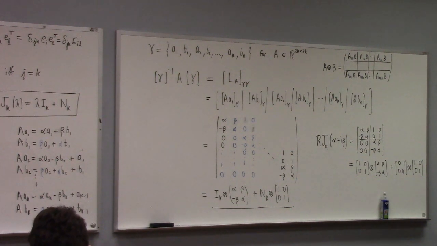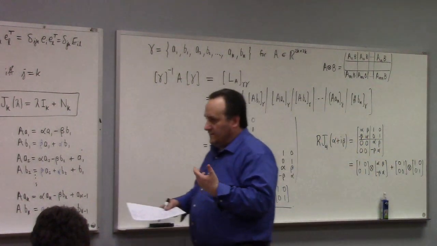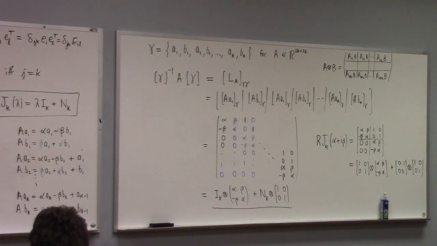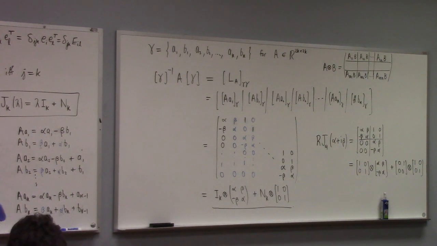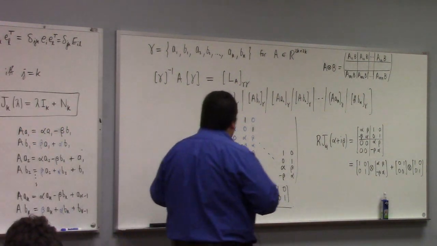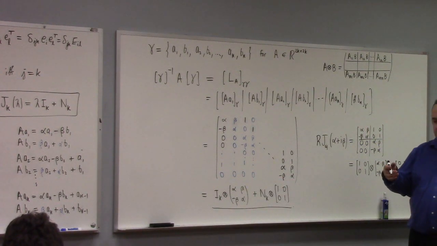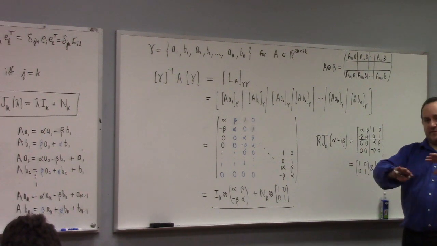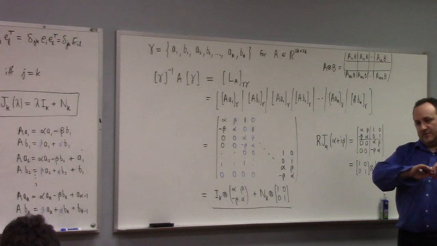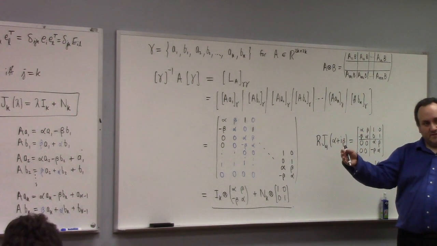Now what's the real Jordan form? The full real Jordan form is a combination of what we did today and what we did last time. Because a general matrix could have real eigenvalues, it could have complex eigenvalues, right? And so what you do is you find a basis of chains, some for the real, some for the complex, and you can build enough of them that you get a basis for the whole space.